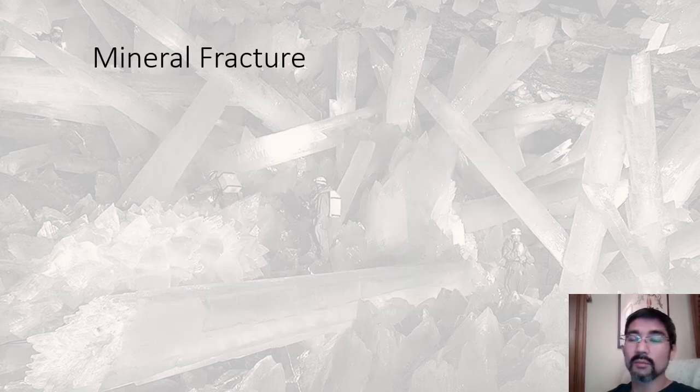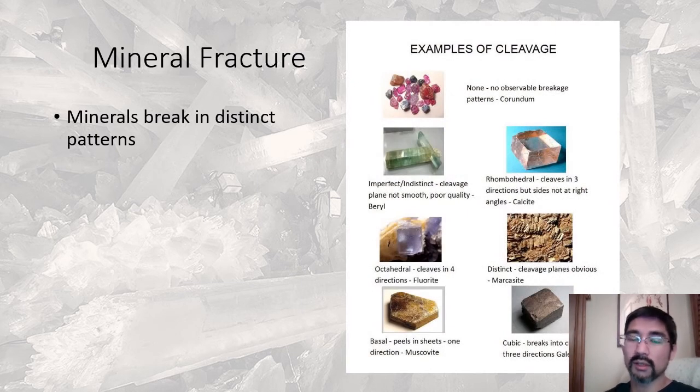Next, mineral fracture. Minerals break in different ways, and some of them have no clear pattern, like corundum or rubies. We can look at this list here, and I don't need to take you through it. There are just different ways that minerals break up. If we look at muscovite, we can see that it peels off in flat chips. Others will break in square patterns. So the way minerals fracture, the way they break, tells you what type of mineral they are.